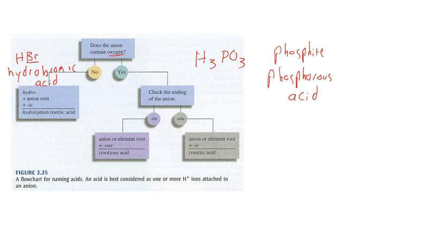Okay. And then we have another ending. We have ate that's possible. So instead of that, let's make it with phosphate. In this case, we would write the root of the anion, phosphate. Again, you write the whole thing, phosphor. Instead of ous, it'd be ic. So this would be phosphoric acid.